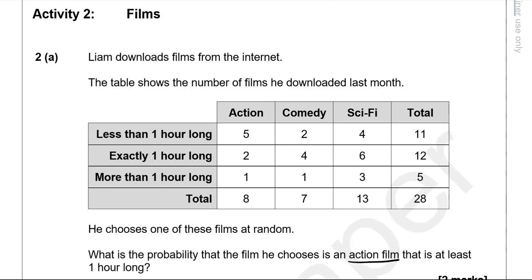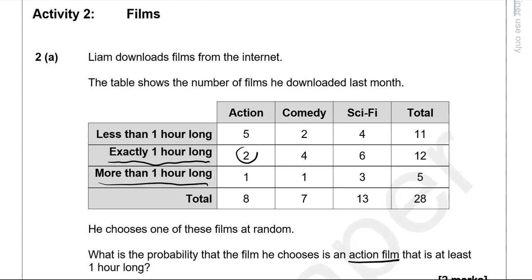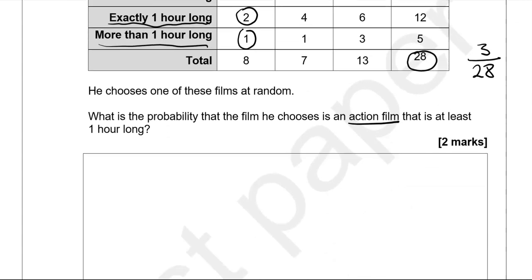So we're looking for action films that are at least 1 hour long. At least means that that's the minimum, but it can be longer. So exactly 1 hour long and more than 1 hour long are the two that we're looking at, and specifically action films. So looking at action, we've got 2 here and 1, so that is 3 out of the total, which is 28. So 3 28ths.